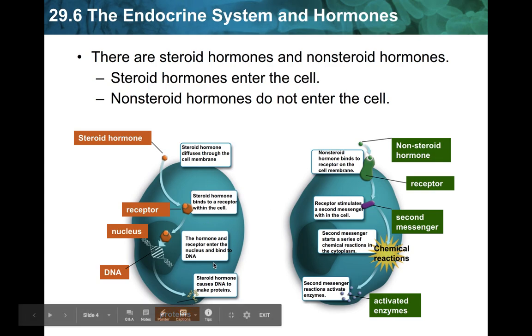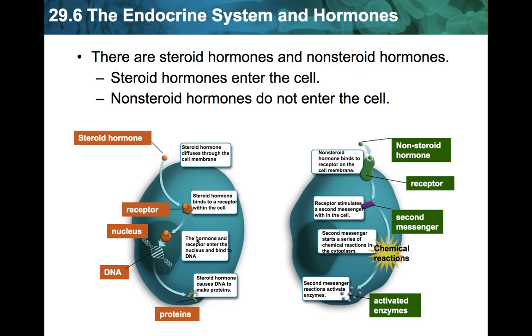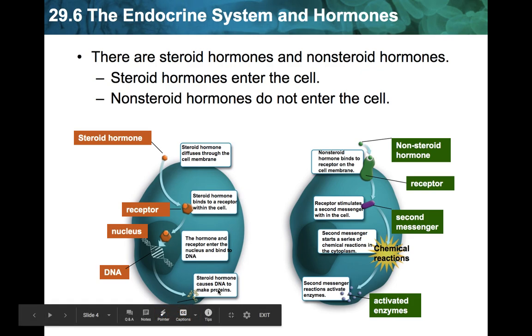So let's go through this fully. Steroid hormone binds to a receptor within the cell. The hormone and receptor enter the nucleus and bind to the DNA. So you can see what's going on here. We went from the steroid hormone entering the cell membrane, binding to the hormone receptor, and then that goes into the nucleus. And then the steroid hormone causes the DNA to make certain proteins.